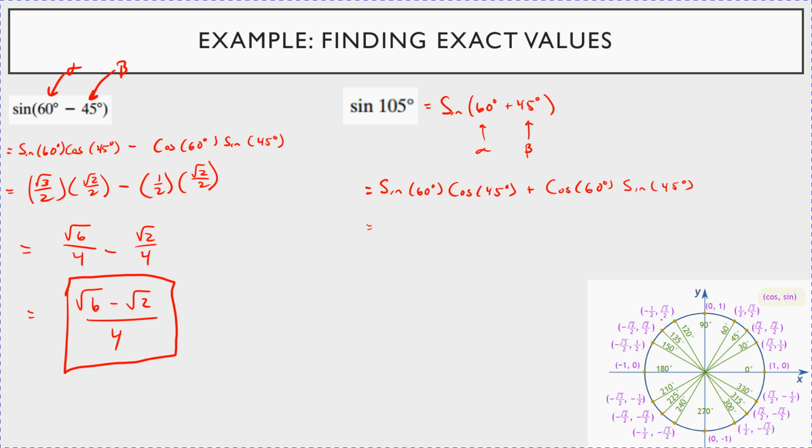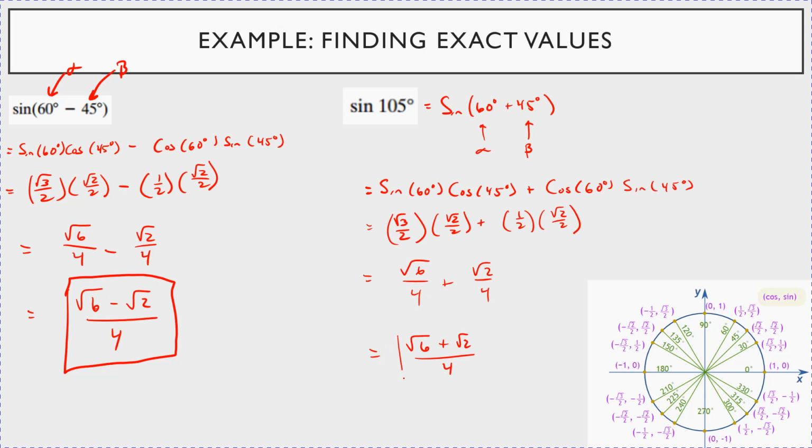And then here, you can just jump right to the unit circle. Sine of 60 degrees is the square root of 3 over 2. Cosine of 45 degrees is the square root of 2 over 2. Plus cosine of 60 degrees is 1/2. And sine of 45 degrees is the square root of 2 over 2. And so here you can see the flip, right? So this is the square root of 6 over 4 plus square root of 2 over 4. So this is just the square root of 6 plus the square root of 2, all over 4. And if you want, you can verify this in your calculator and you'll get the exact same thing.